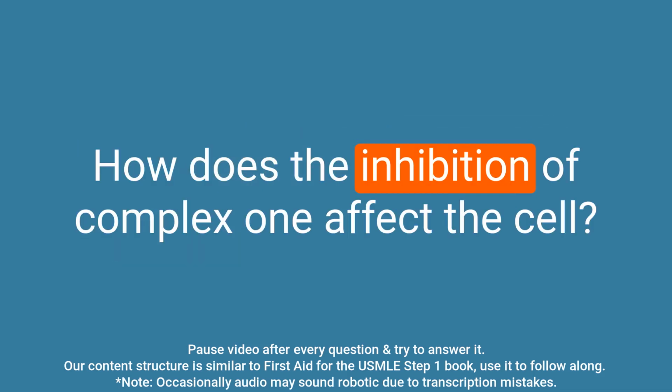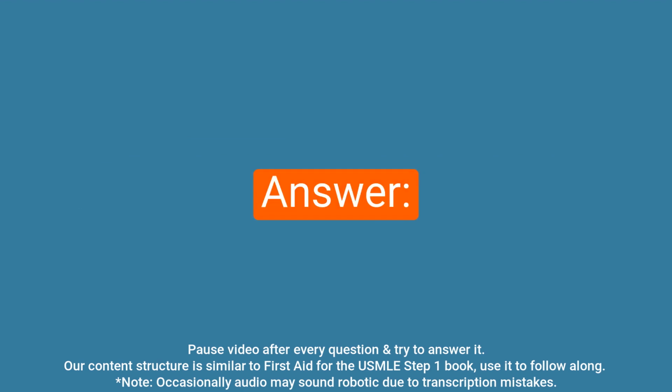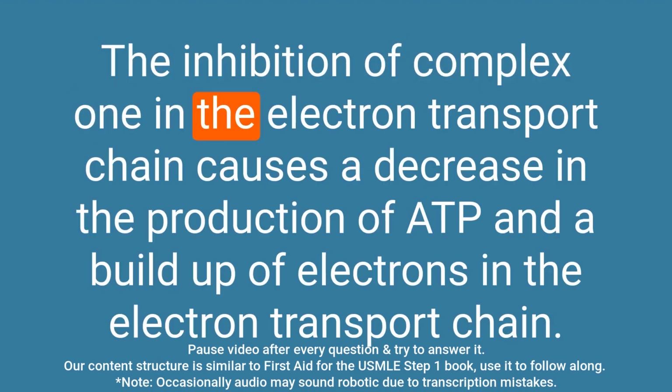Question: How does the inhibition of complex 1 affect the cell? Answer: The inhibition of complex 1 in the electron transport chain causes a decrease in the production of ATP and a buildup of electrons in the electron transport chain.